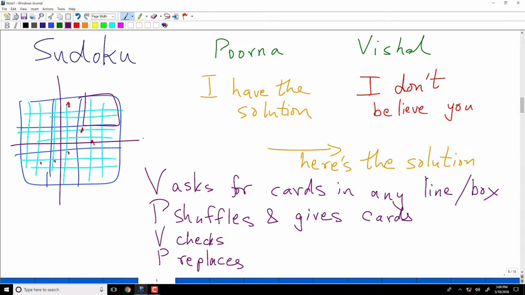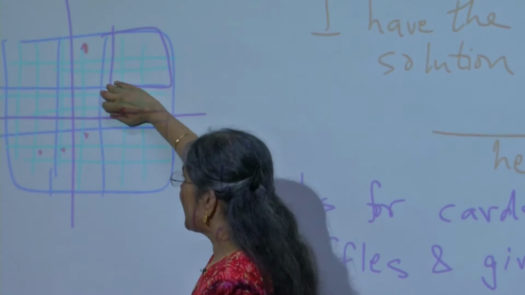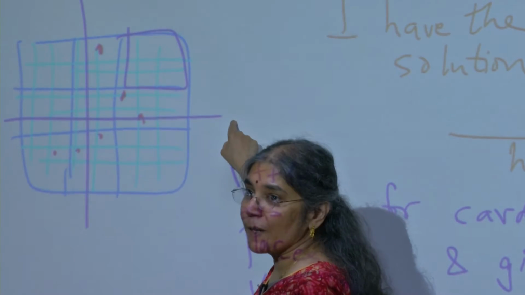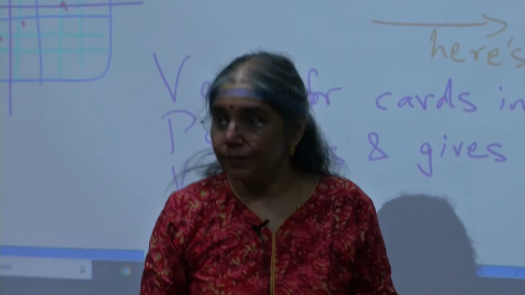Every row has the numbers 1 to 9 in a Sudoku. Every 3 by 3 box also has to have the numbers 1 to 9. So he can check in a box. She will shuffle this box. He may say, I want to check that this box has the numbers 1 to 9. Then she will take out these 9 cards and shuffle them. Or he may say, I want to check that these 9 cards are 1 to 9. But after she takes them out, she will have to place them again, right?